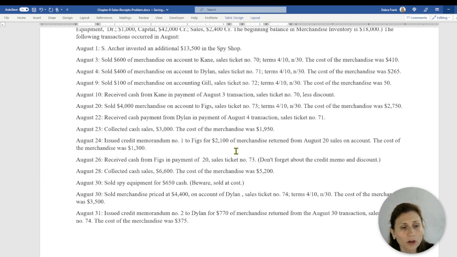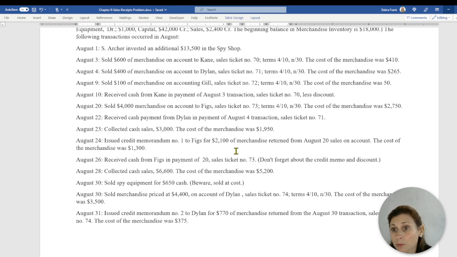Let's keep going. So they sold $600 of merchandise on account to Kane. So Kane said, put on my account, I'll pay you later. So they owe us, the company, the spy shop, $600. And so it will become cash very soon. So we know it's a receivable, so it'll be accounts receivable for $600. The terms are 4, 10, and 30. So that means if Kane pays within 10 days, they get a 4% discount on the 600. If not, then the full amount is due in 30 days. So we'll have to watch our dates on when they pay.